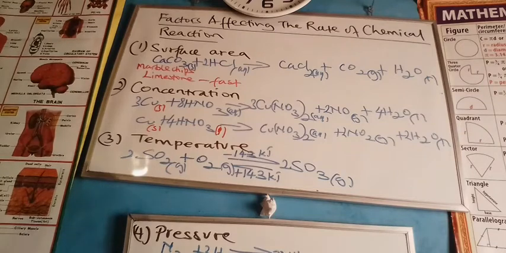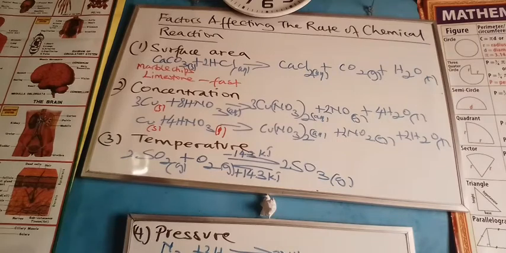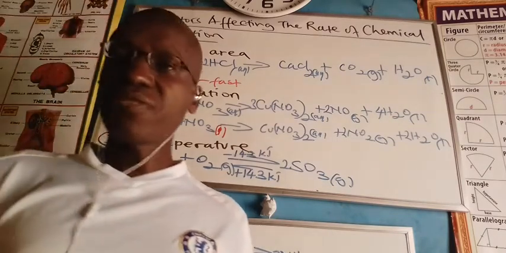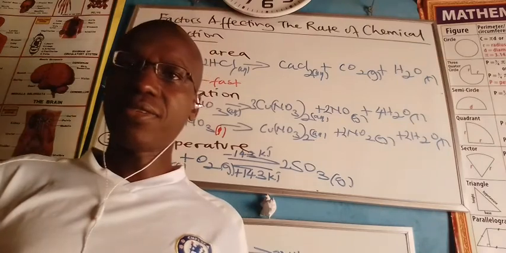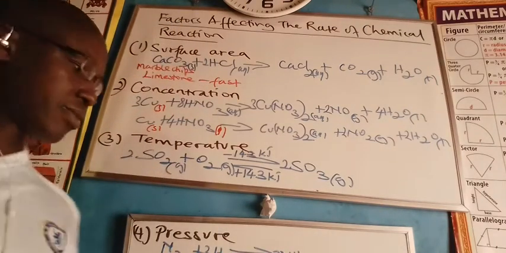The fourth factor which affects the rate of reaction is pressure. Now, all chemical reactions do not occur until all the reagents have been transformed into gaseous state and ionized. Therefore, we can say that pressure will affect all chemical reactions.